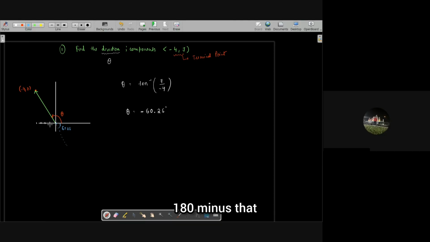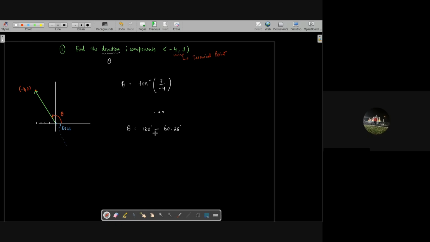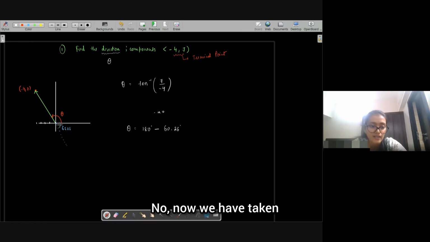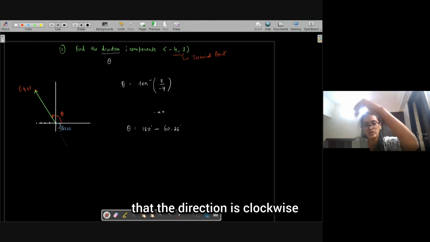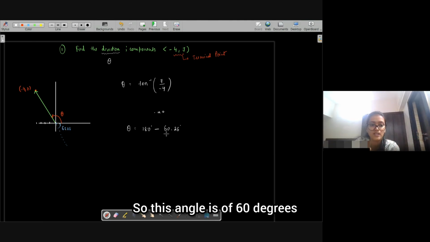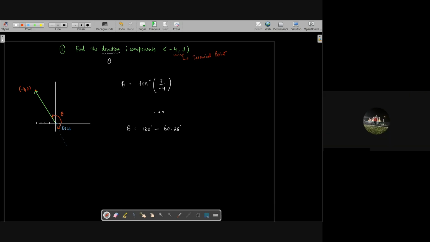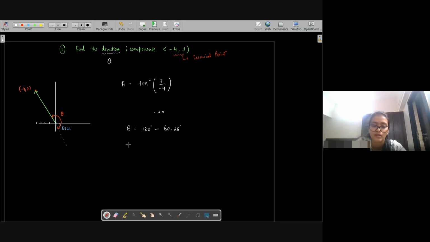180 minus that. Exactly. So this is not the final answer. You need to do 180 minus 60.26. Now we have taken that negative just means that the direction is clockwise, right? So this angle is of 60 degrees, but in the clockwise direction. So it's 119.74 degrees. That is this red angle.